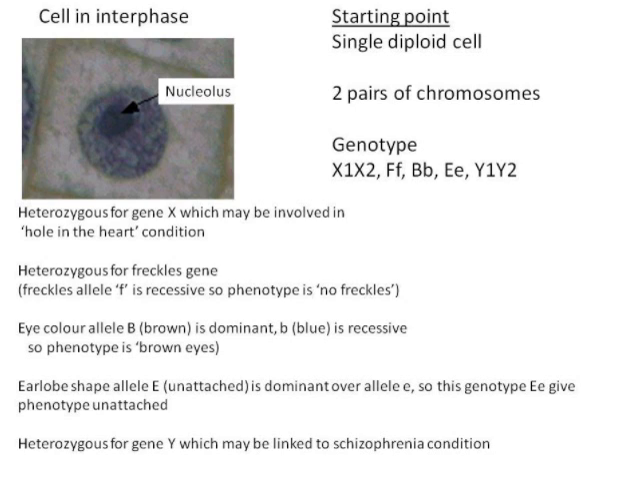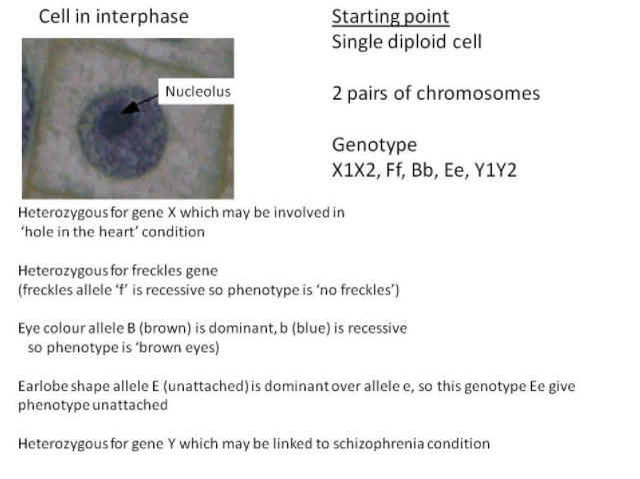So the X gene is heterozygous, with 2 different alleles, one of which may be involved in hole in the heart. The heterozygous gene for freckles: big F is normal, little f is recessive for freckles, therefore the phenotype of this heterozygous genotype, big F, little f, is no freckles.